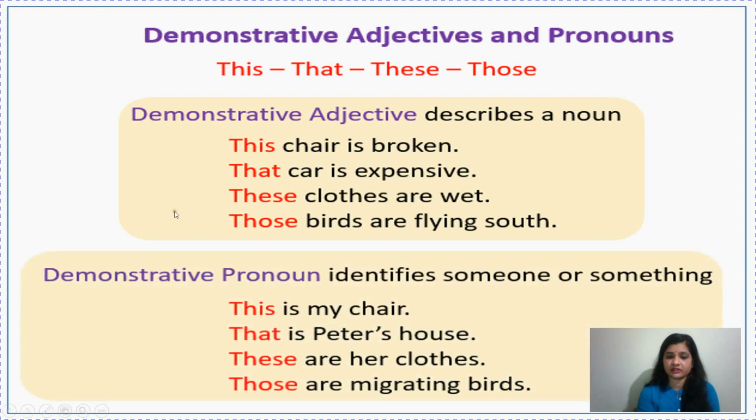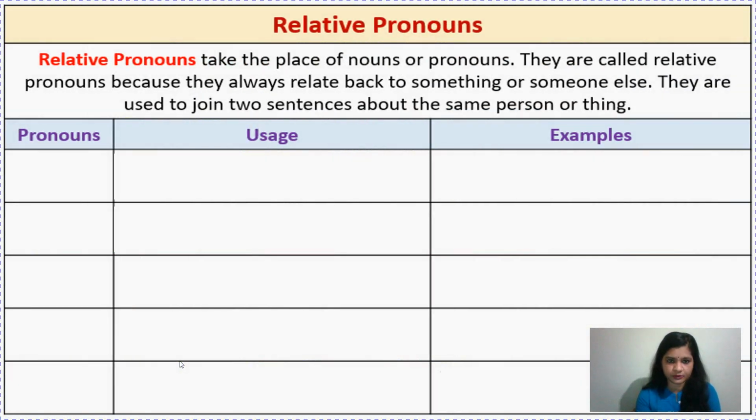But what is a demonstrative pronoun? It identifies someone or something, like, this is my chair. That is Peter's house. These are her clothes. Those are migrating birds. You will always see a helping verb with the demonstrative pronoun, like we have seen in the examples before. Okay, so I hope you have understood the difference between demonstrative adjective and demonstrative pronoun.